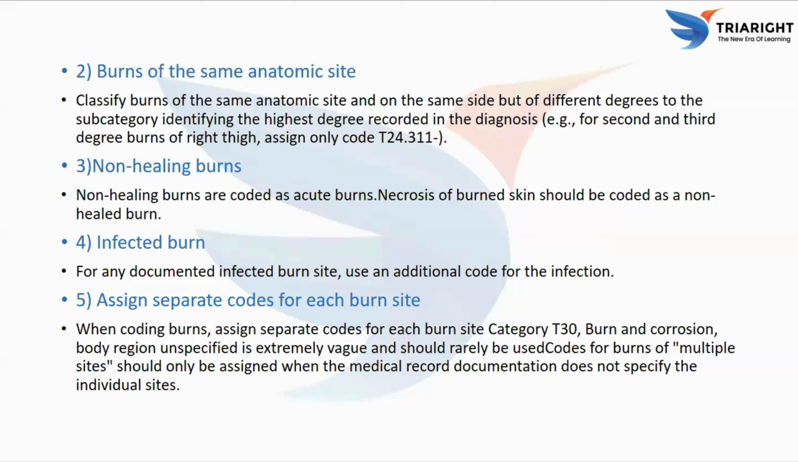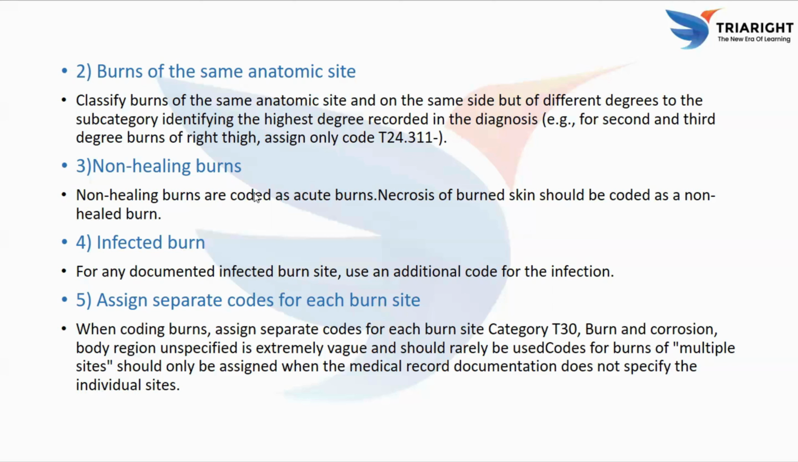Second degree plus third degree burns of right thigh. So how do you code it? You have to assign the third degree burn of right thigh first. So you have to only code the third degree burn as it is the highest degree. So it represents the maximum tissue damage. So you have to assign the T24.311 code for the third degree burn of right thigh here.